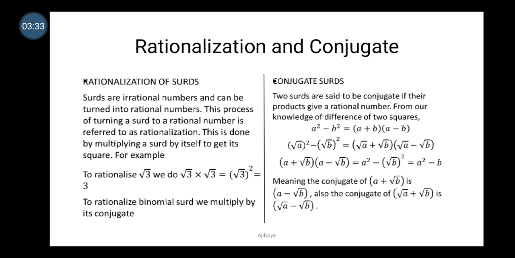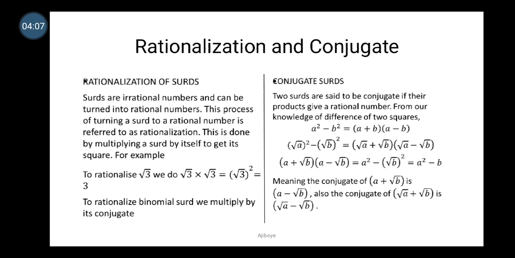On the other hand, we could have binomial surd. To rationalize a binomial surd now is not different. To rationalize binomial surd, we multiply by its conjugate. What do you mean by binomial surd? A surd that has 2 terms. Like the root 3 now is monomial surd. That is, it has only 1 term. But you can have 1 plus root 3. That is binomial. You can have root 2 plus root 3. That's binomial because there are 2 terms in those surds.